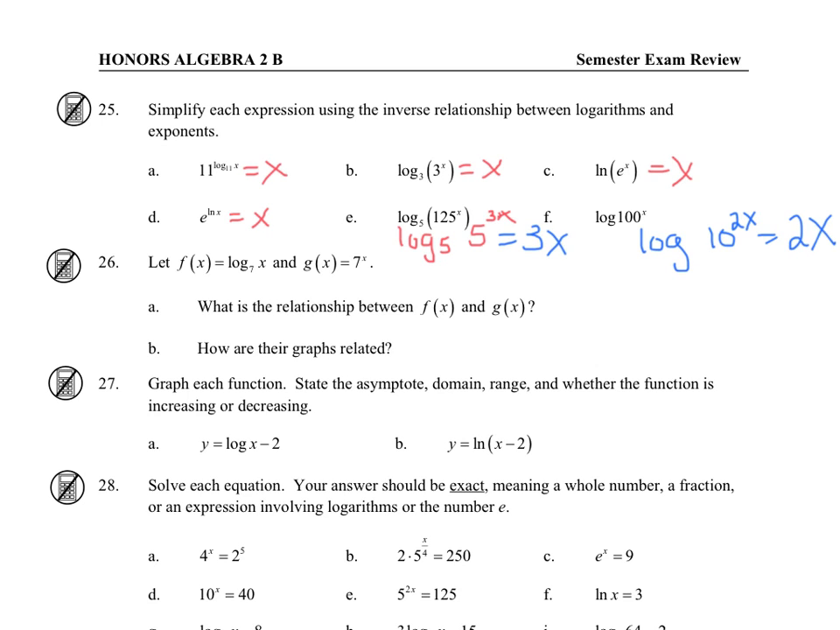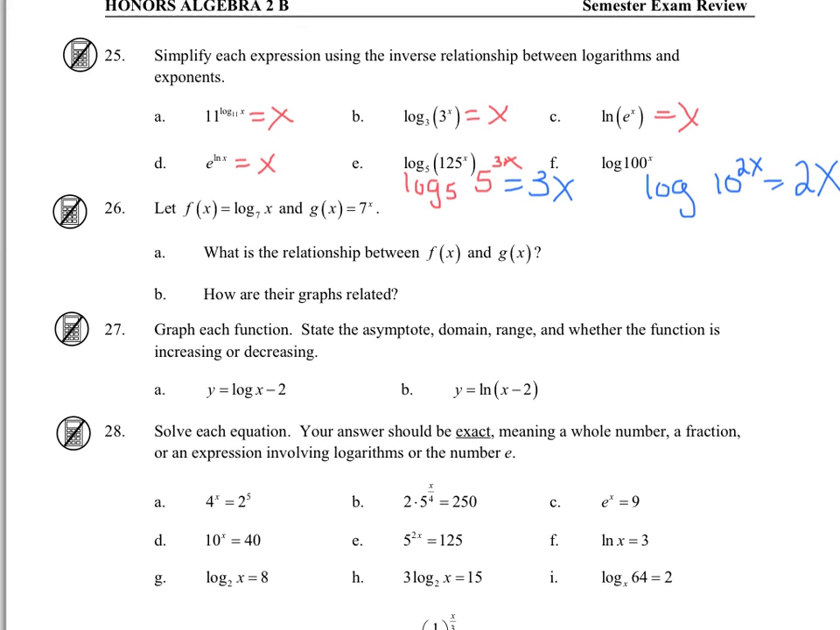Now for 26, a log and an exponential are inverse functions. So the answer to A is the relationship between f of x and g of x is that f of x and g of x are inverse functions. For B, well, the graphs of any inverse functions are reflected. One graph is the reflection of the other about the line y equals x.